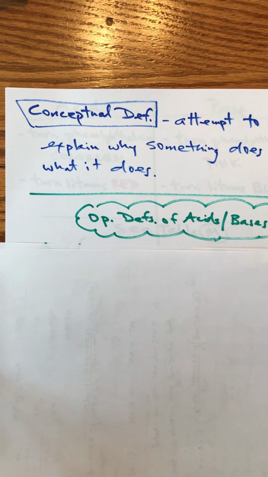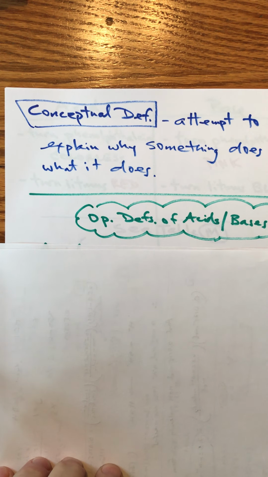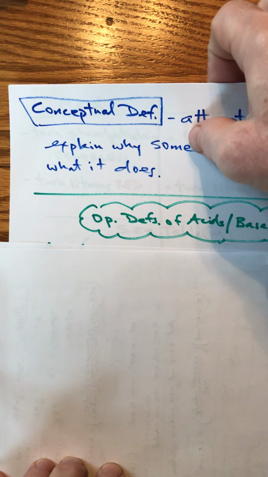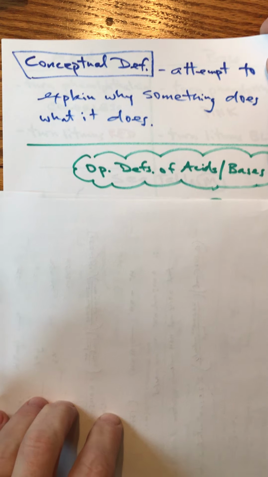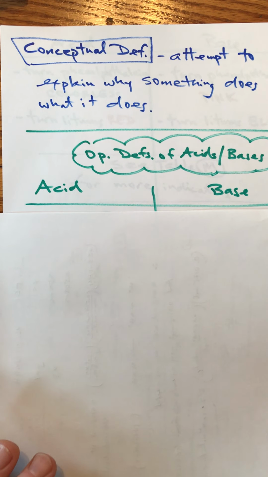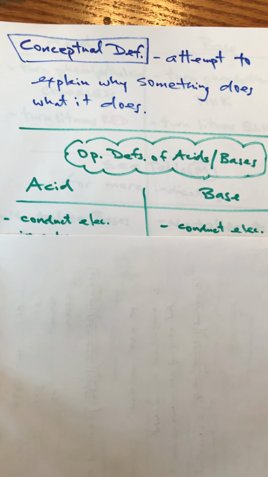Okay, so let's start off with operational definitions of acids and bases. This is something where I really wish you would have had the lab because it's a whole lot of fun, because you actually get to see it and do it. But you're going to have to take my word for it this year, okay? Please slide this up a little bit. Okay, so for acids and bases, we're going to have two columns here and a pretty good amount of notes.